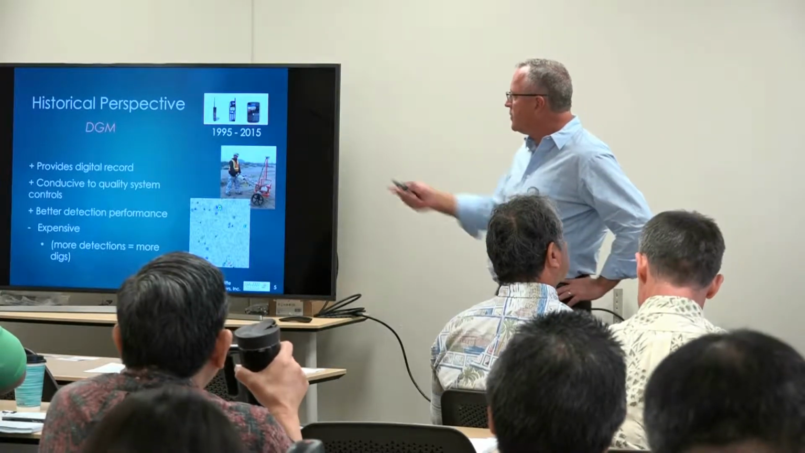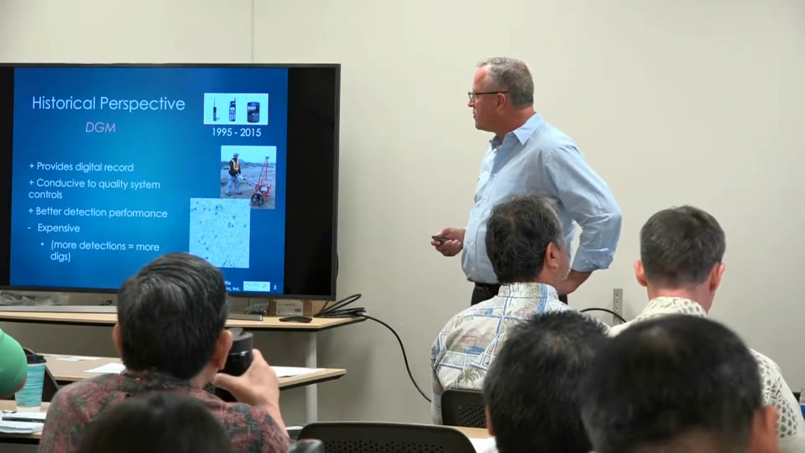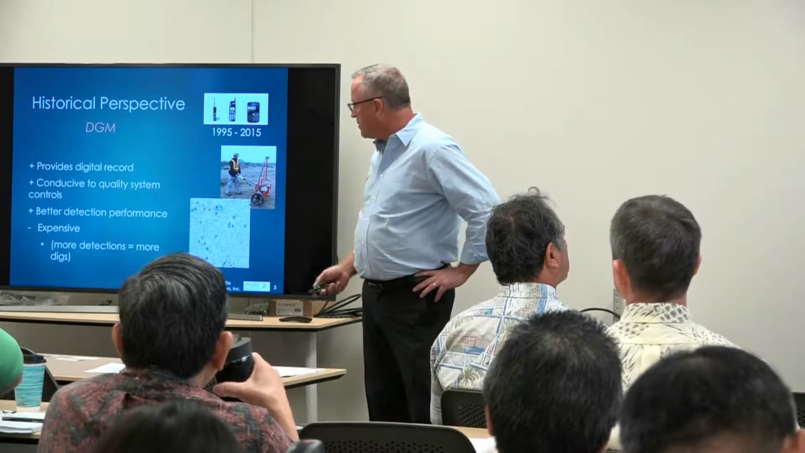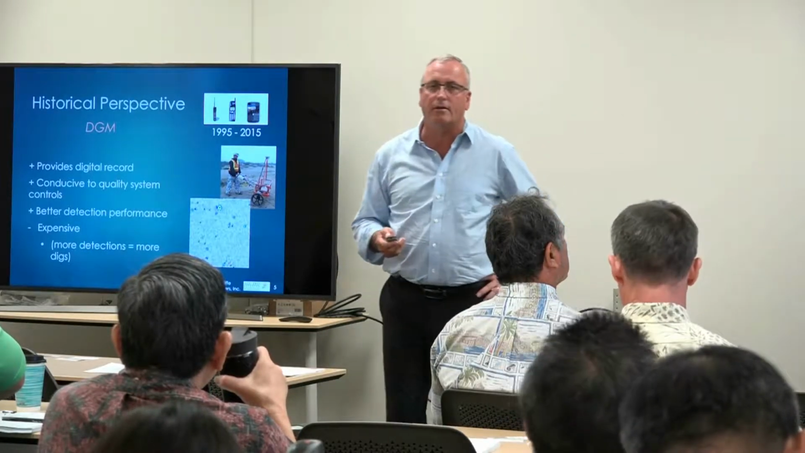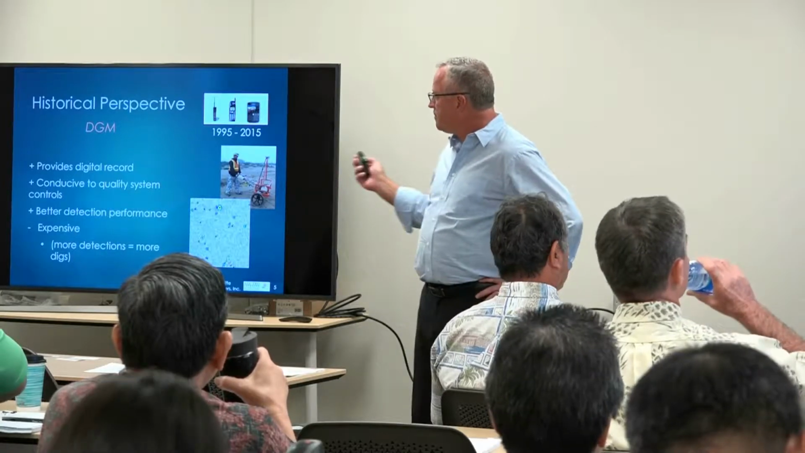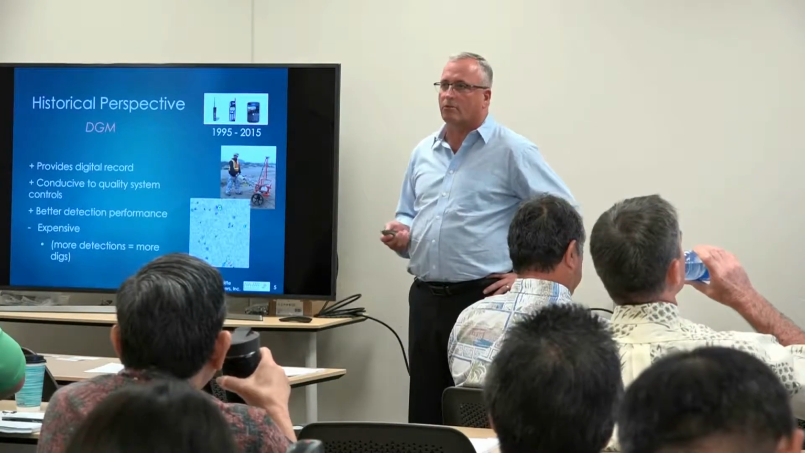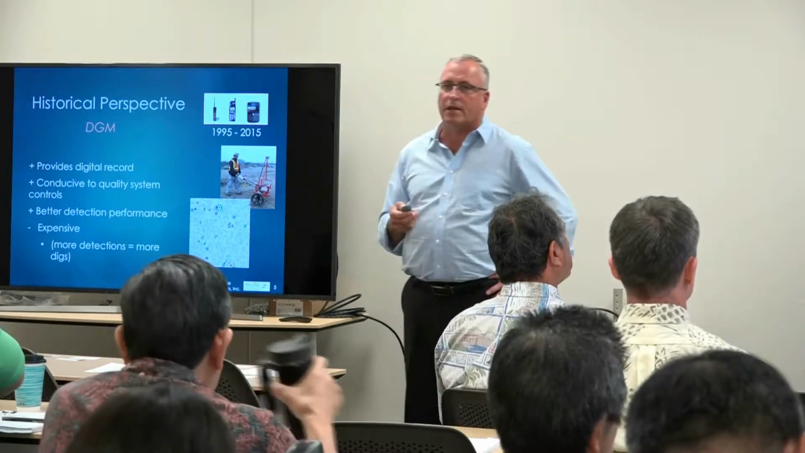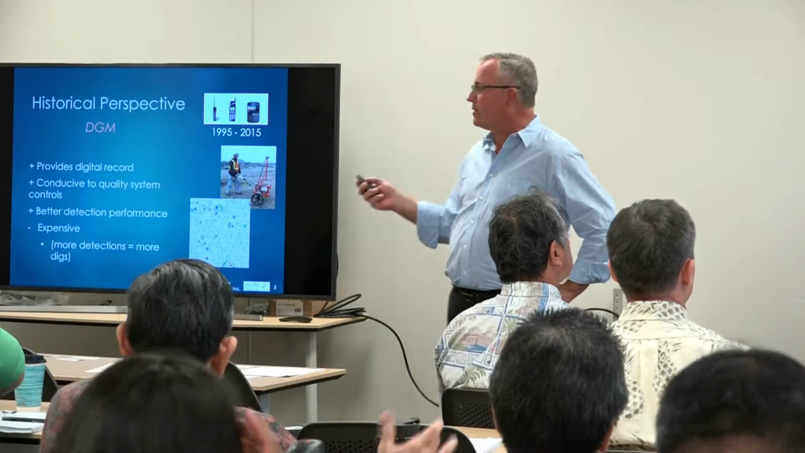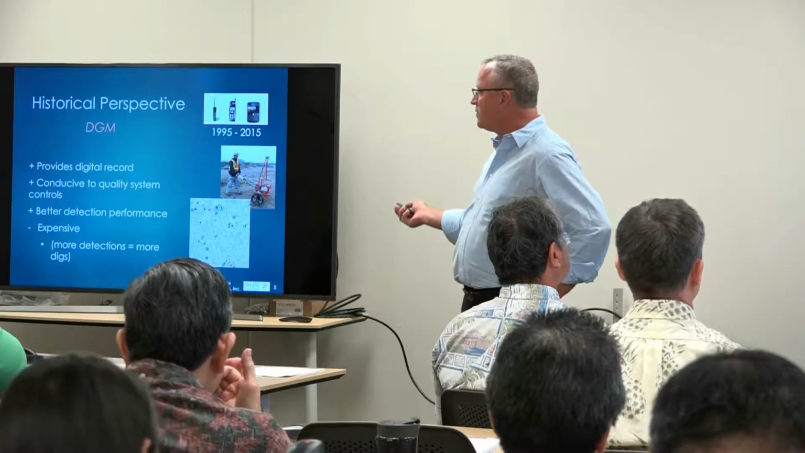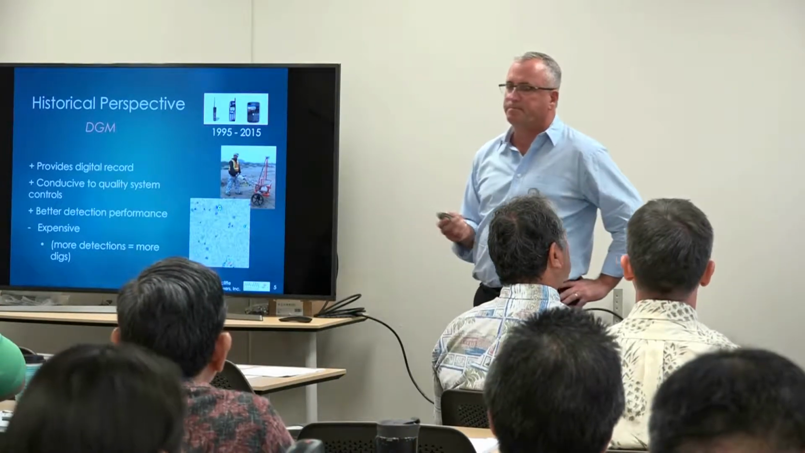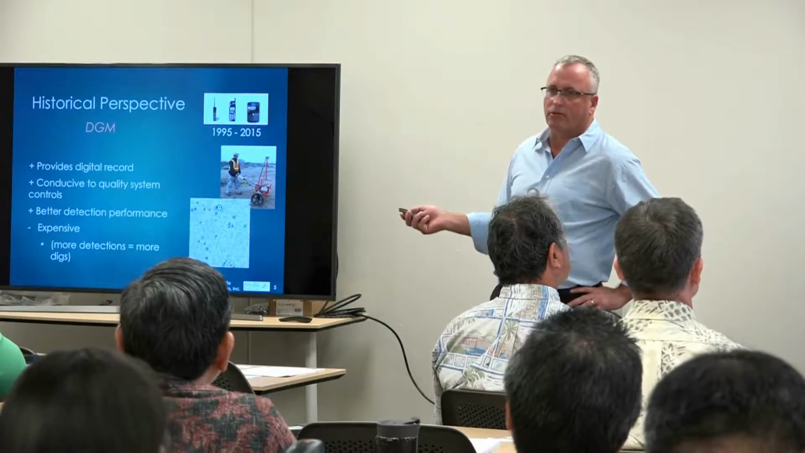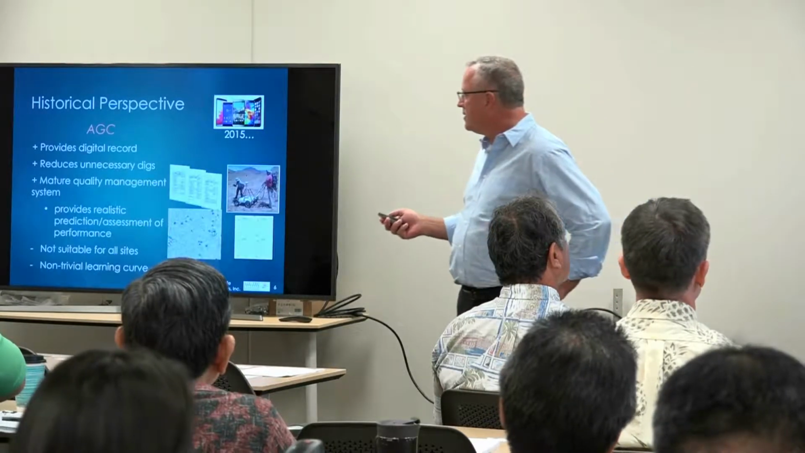Following that, in the mid-90s, just recently, we had DGM. And DGM is a process where you go through and you actually map the site. And the advantage of this, it provides a digital record, so it is conducive to quality system controls. You get much better detection performance, but now that we've detected more things, it actually is more expensive because you have a lot more data. And you have to do it twice. You go out and do the detection survey, then you have to go back out and dig it.